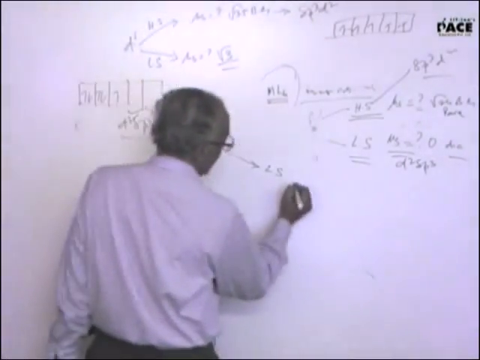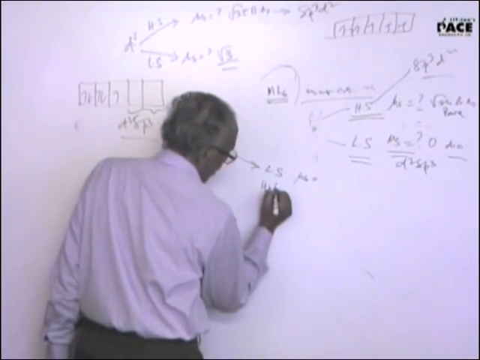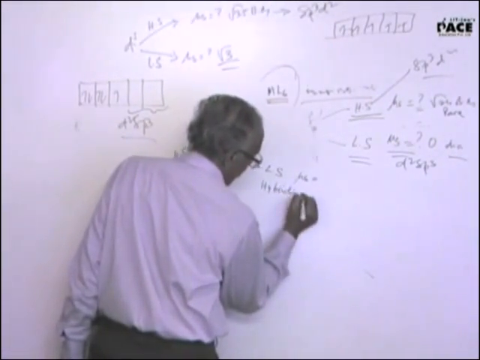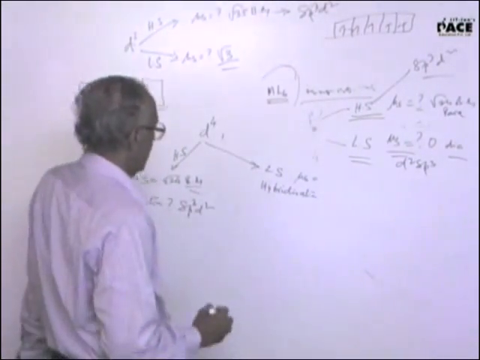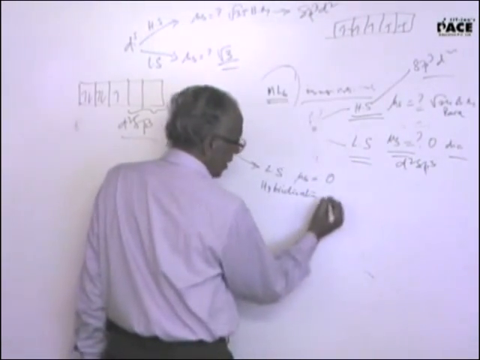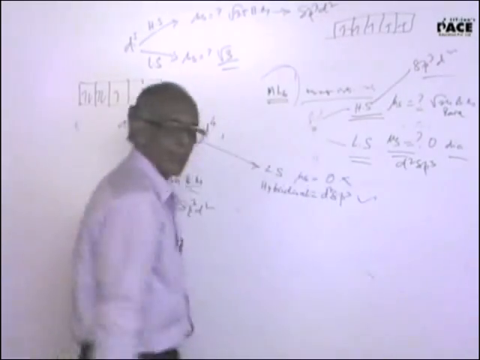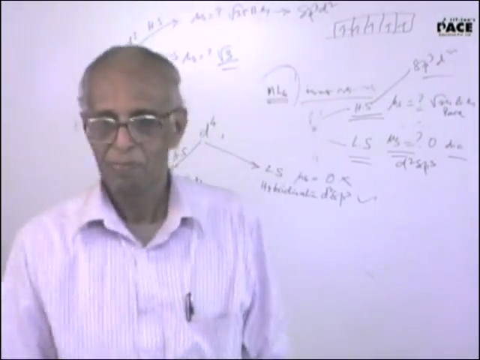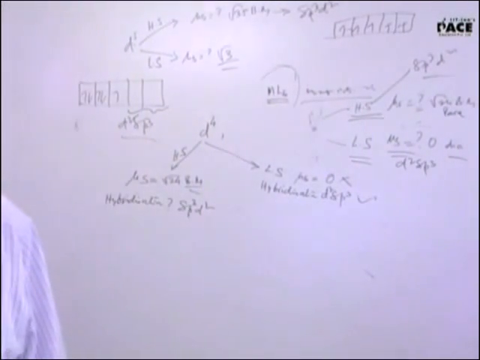What will be the mu(s) value for the low spin? And what is the hybridization? Zero and d2sp3. Zero and d2sp3. d2sp3, this is correct, but this is wrong. d4 is the only exception to the box.